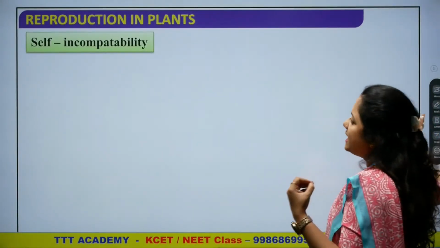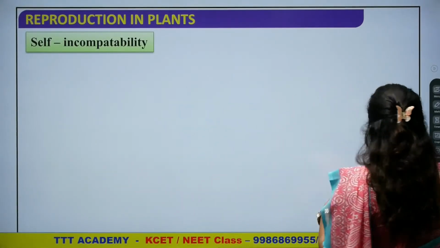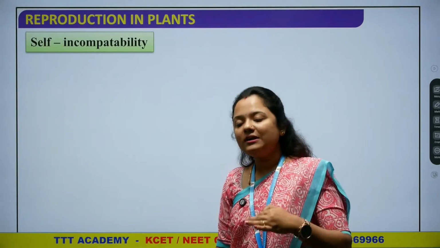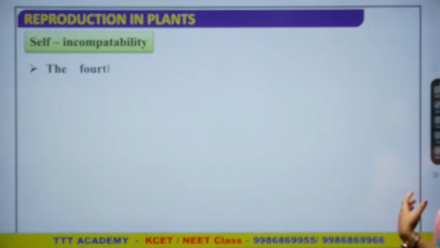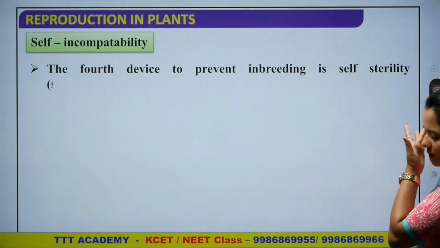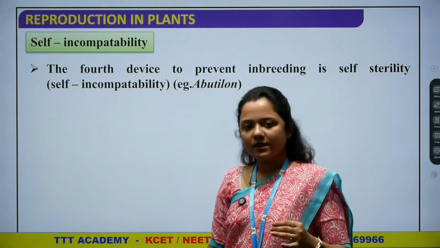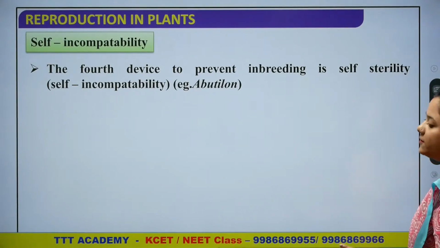Okay, now self-incompatibility. From that time we were discussing incompatibility or not being in synchrony. So when such conditions exist, obviously it will lead to cross pollination, stopping self pollination. Now self incompatibility is the fourth device.